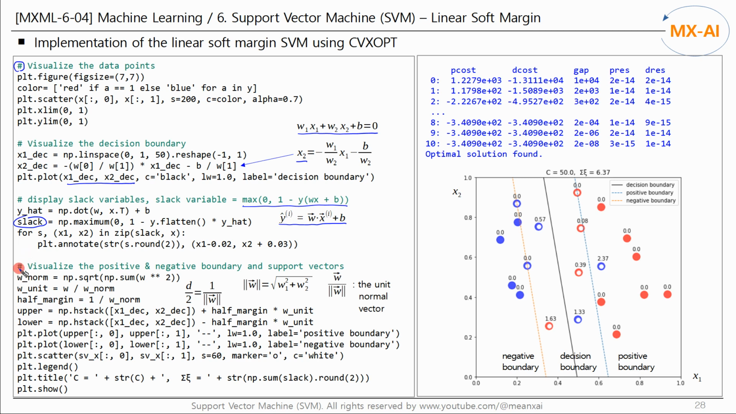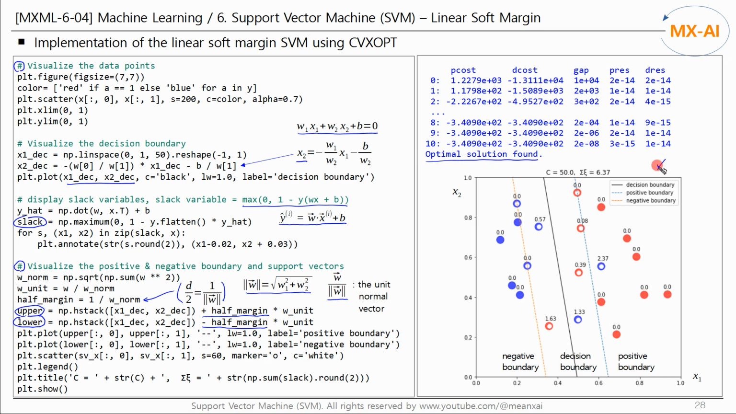Next, let's visualize the positive and negative boundaries and support vectors. The norm of the W vector is calculated like this. And the unit vector of W is like this. And we calculate the half margin using this formula. If the decision boundary is shifted to the right by the half margin in parallel, this is the positive boundary. And if it is shifted to the left, this is the negative boundary. Now let's check the results. Successfully converged to the optimal solution.